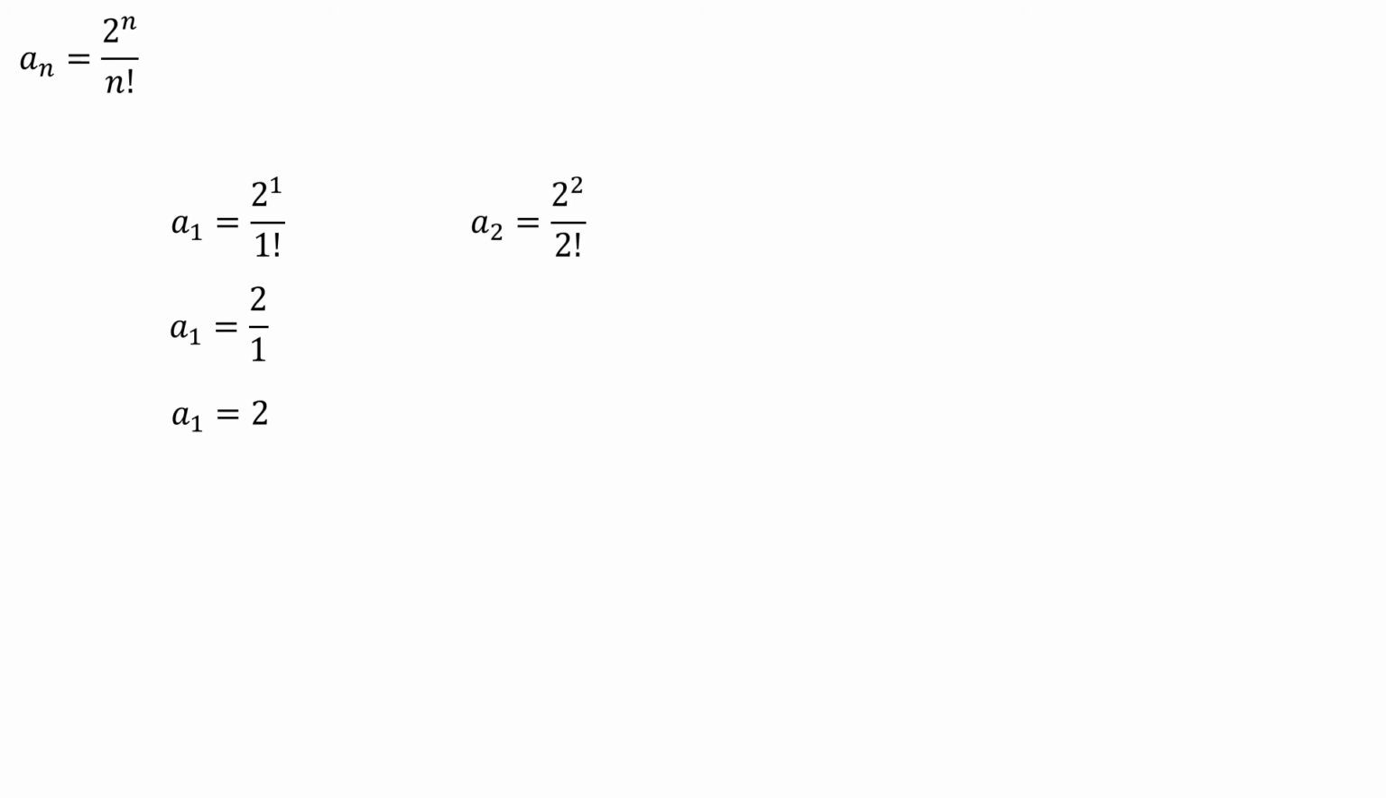Okay, term number 2. I have to plug in the number 2 every place I had an n. So it is 2 squared in the numerator, 2 factorial in the denominator. Of course, 2 times 2 is 4, so that's what's on top. On the bottom of the fraction, 2 factorial tells me to do 2 times 1, which is 2. 4 divided by 2 is 2. So this second term is 2.